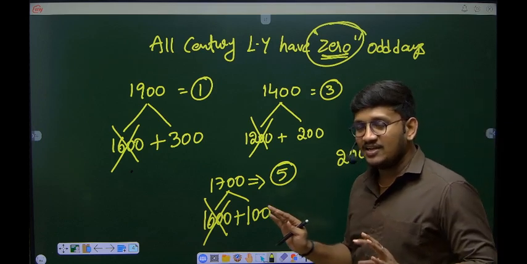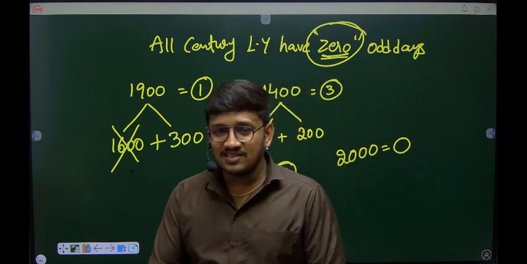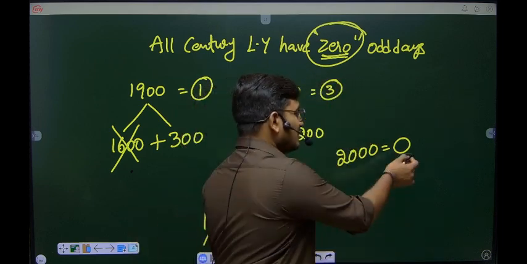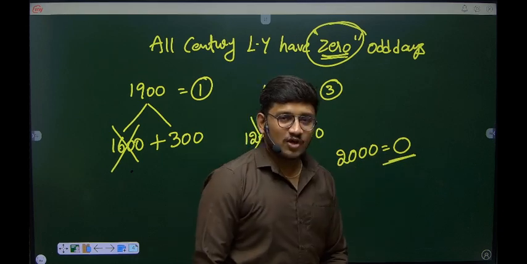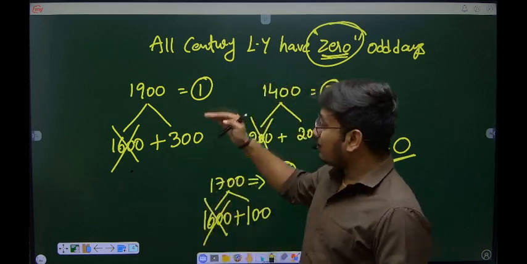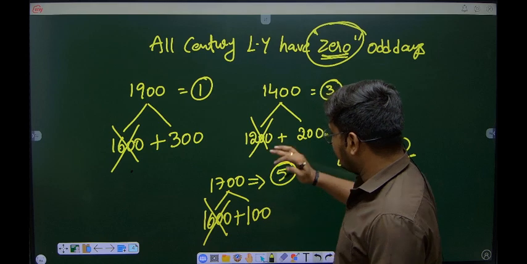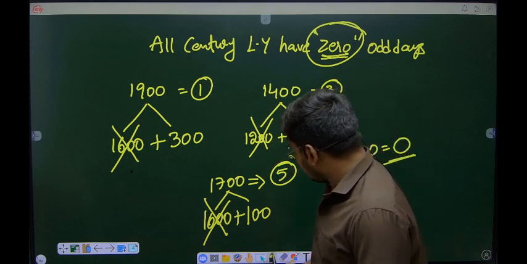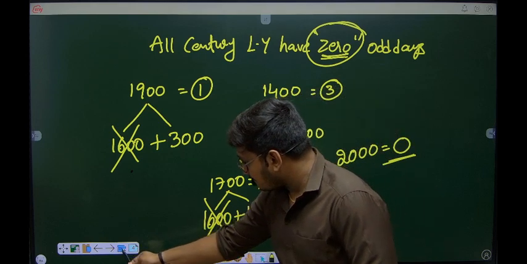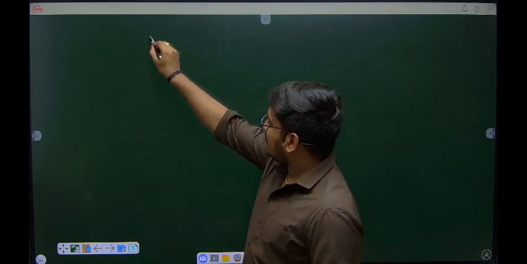Blindly you can say that. So 2000 is a century leap year. You can say it has 0 odd days. Hope you all are clear about these particular years. Okay, let's talk about month code.